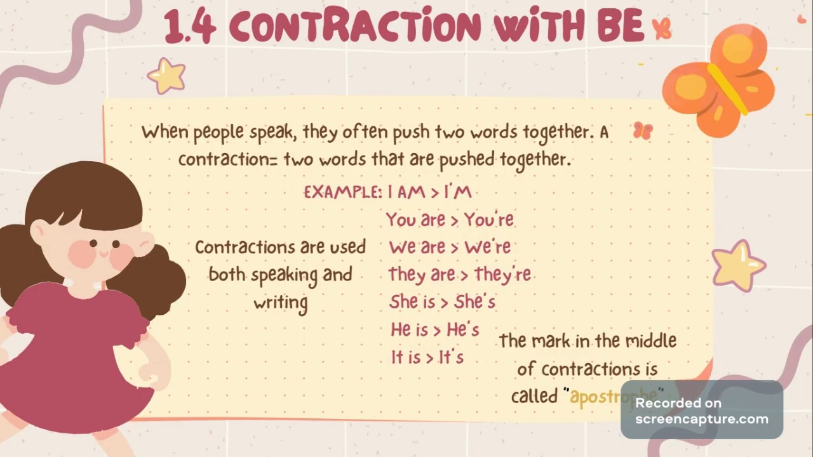And next, we have contraction with be. When people speak, they often push two words together. A contraction is two words that are pushed together. Example, I am becomes I'm, you are becomes you're, we are becomes we're, they are becomes they're, she is becomes she's, he is becomes he's, and it is becomes it's. Contractions are used both in speaking and writing. The mark in the middle of a contraction is called an apostrophe.